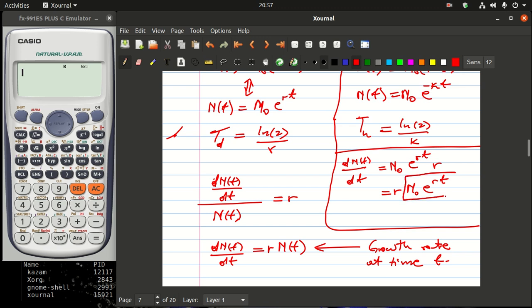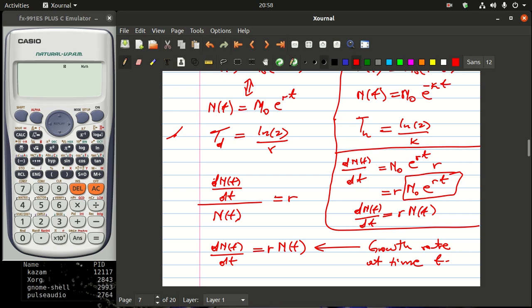If you look at this particular expression, it is just the same as N(t). So we replace that by N(t), and you end up having r times N(t) on this side, and on this side the derivative of N(t) divided by dt. So this one is called the growth rate at time t.